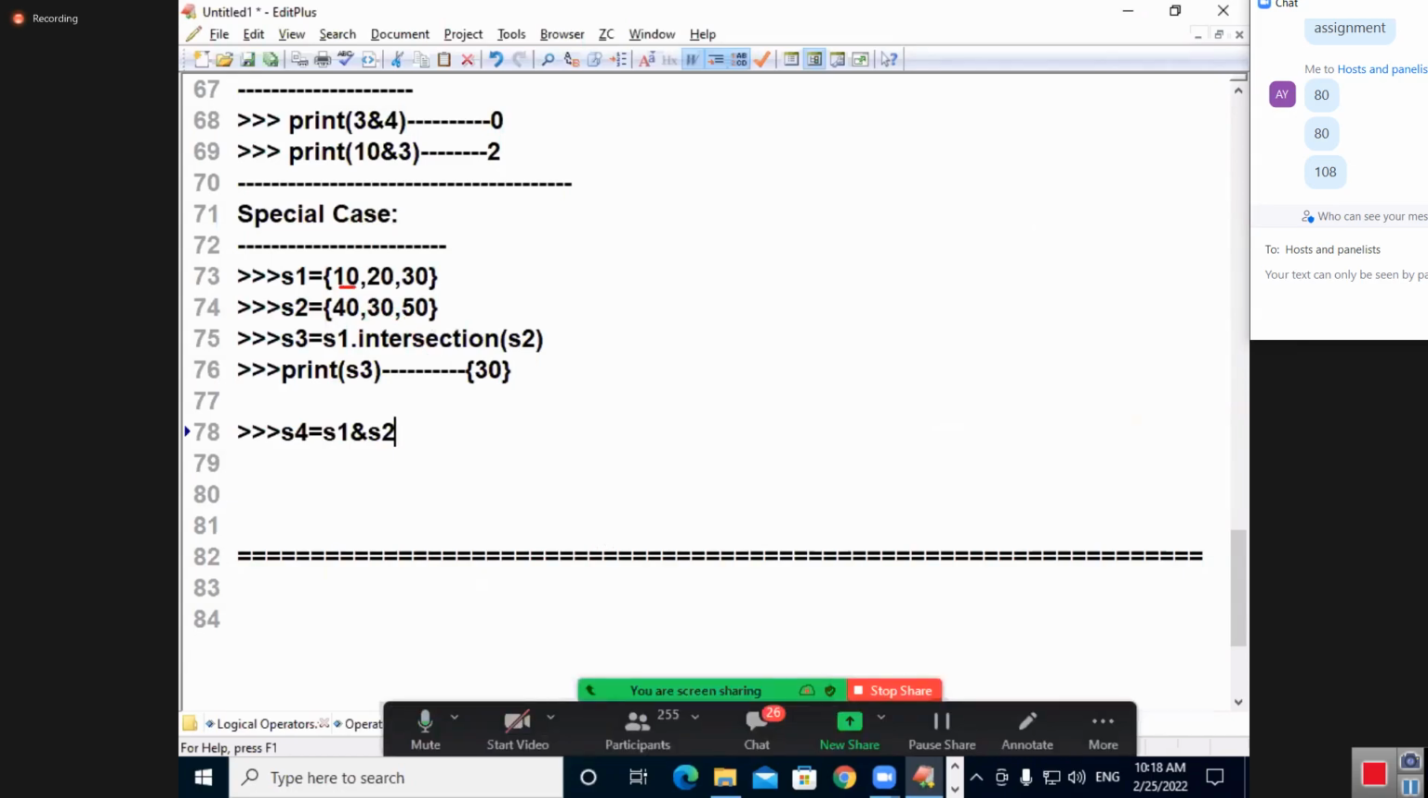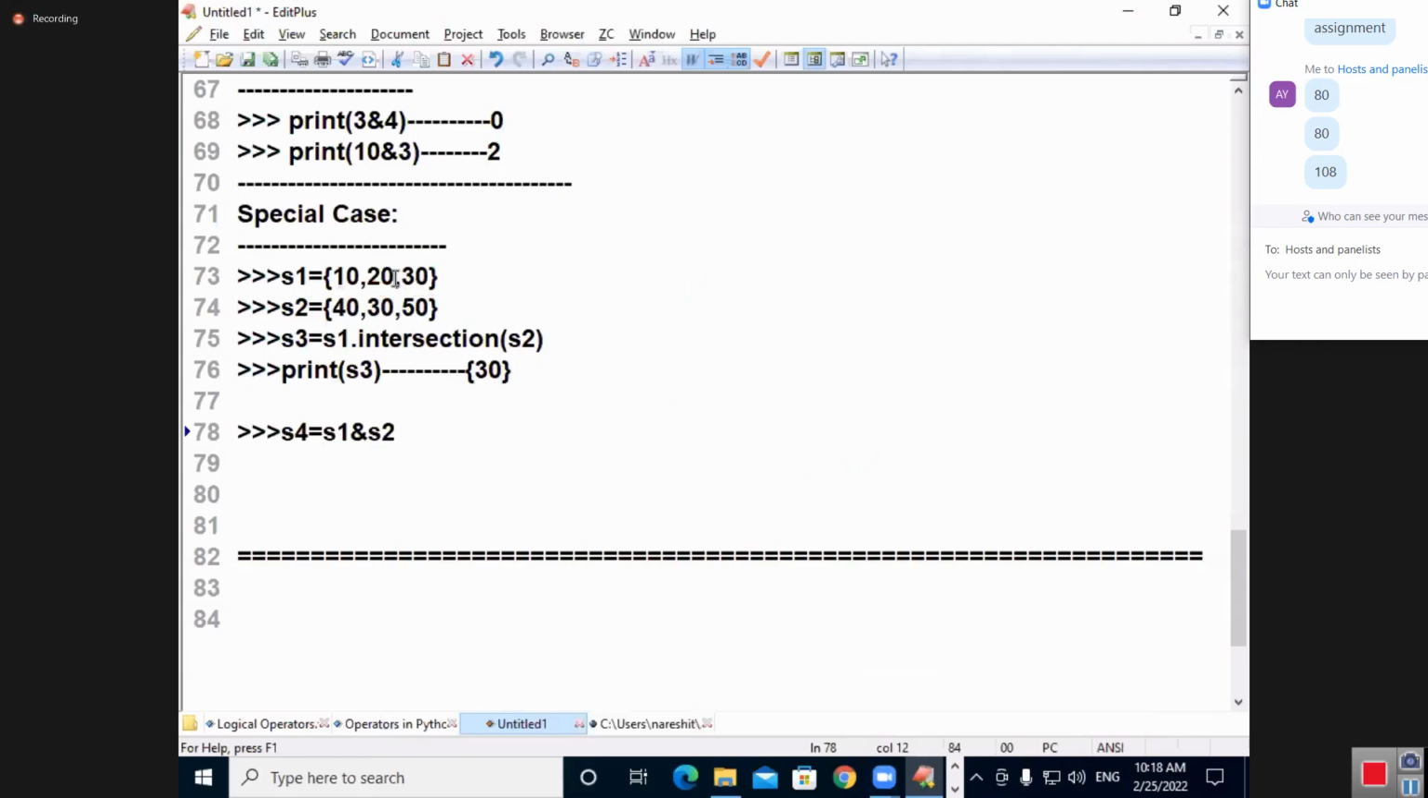What is the first element you are selecting? 10 means what? 1. Compare with all. 1 with 0, 1 with 0, 1 with 0. What is the answer? 0. All these things are going to be called 0 only. Okay. Next 20. 20 means you are taking that 1. 1 with 0, 1 with 0, 1 with 0, 0.